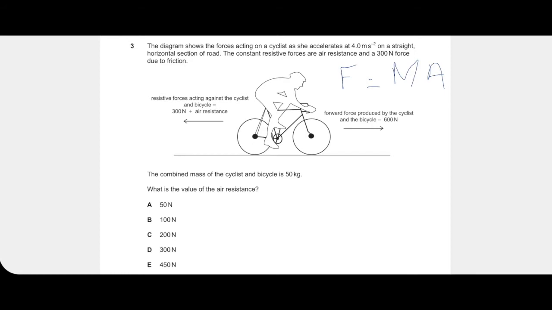Now that you've figured out step 1, step number 2 is inputting the values into the equation. Let's start with force. I'm going to go in the forwards direction, so the forward force I'm going to put as my positive side. So I'm going to go 600 minus 300 minus x is equal to the acceleration, which is 4, and the mass, which is 50.